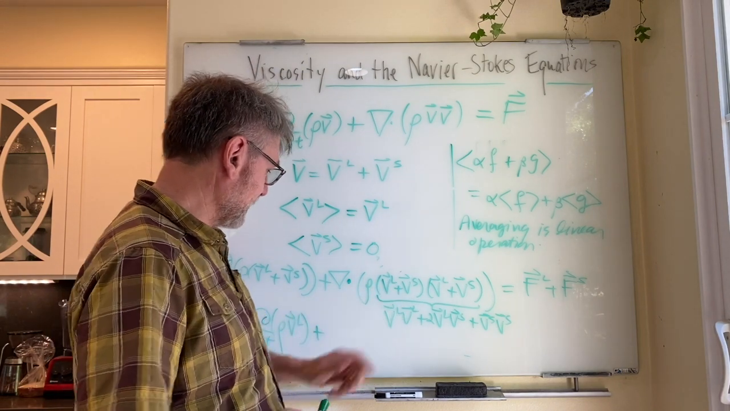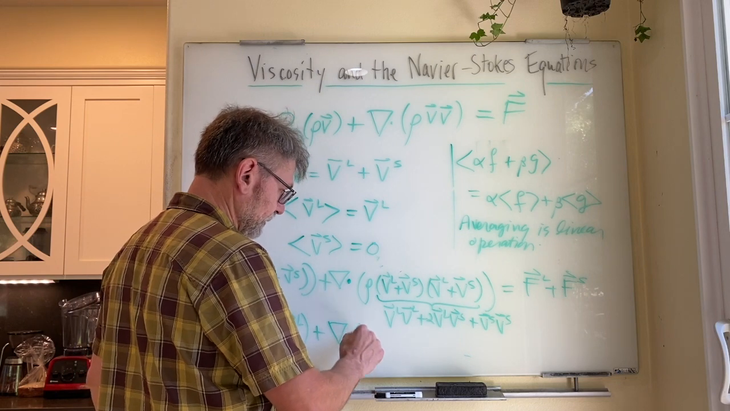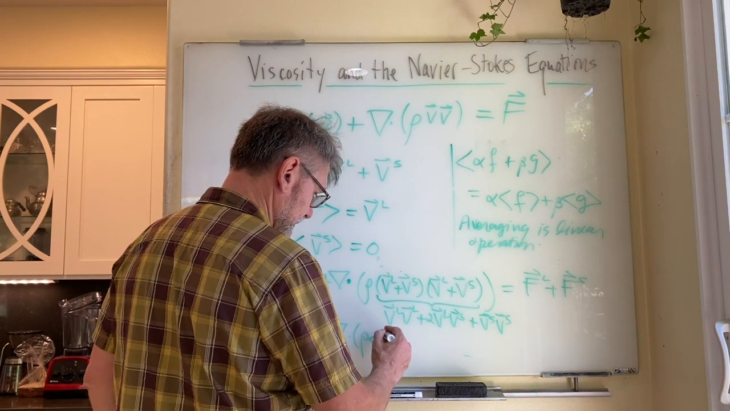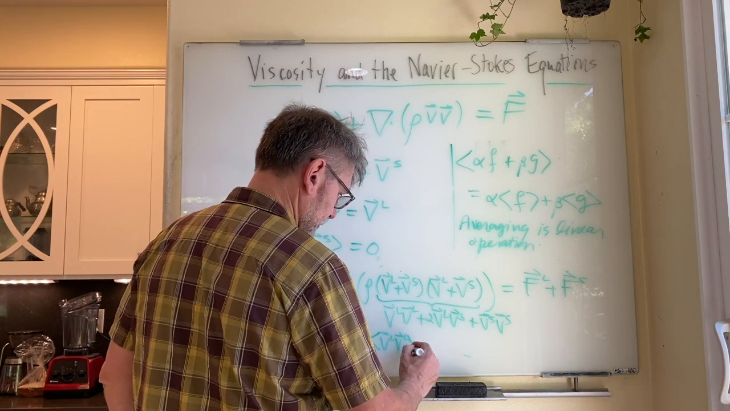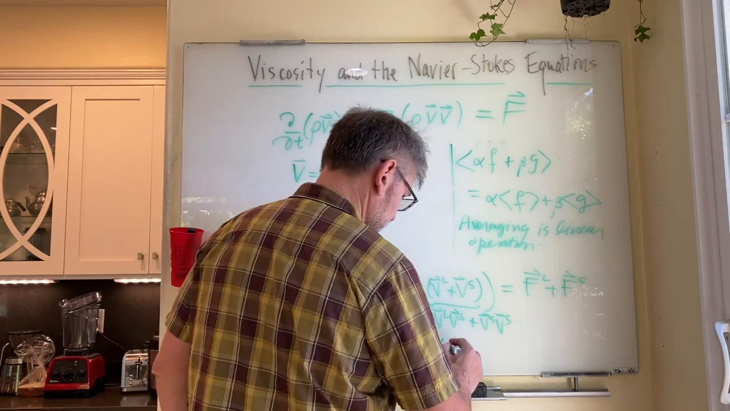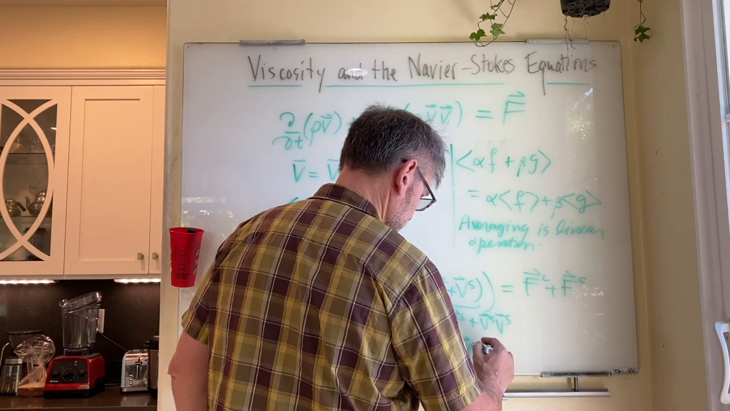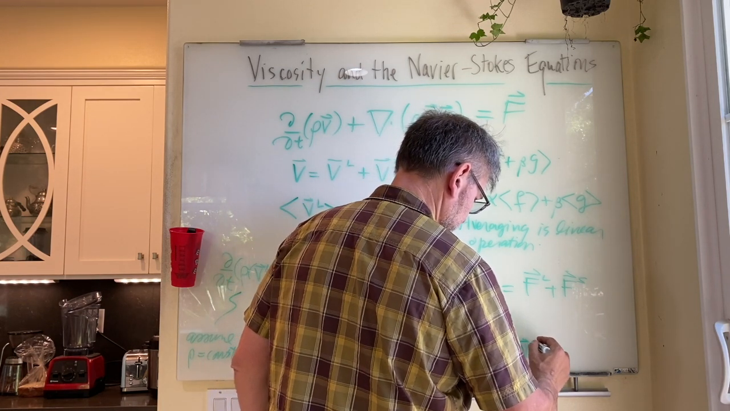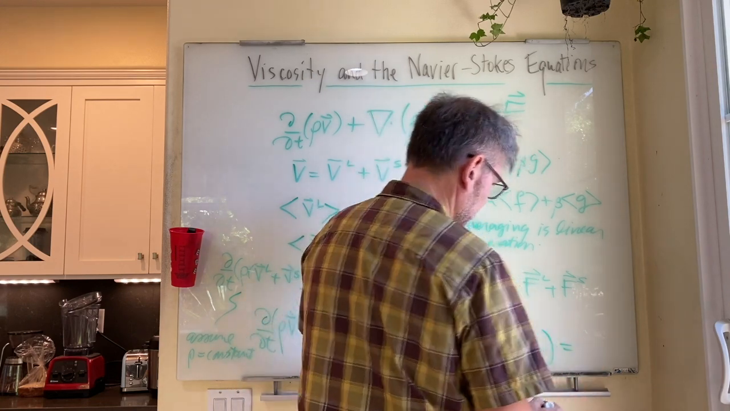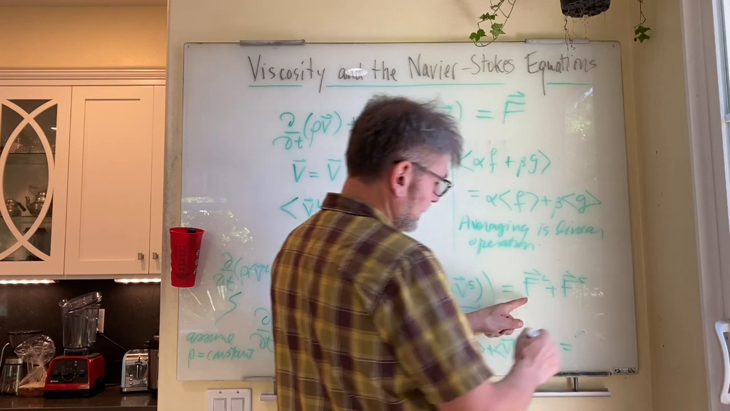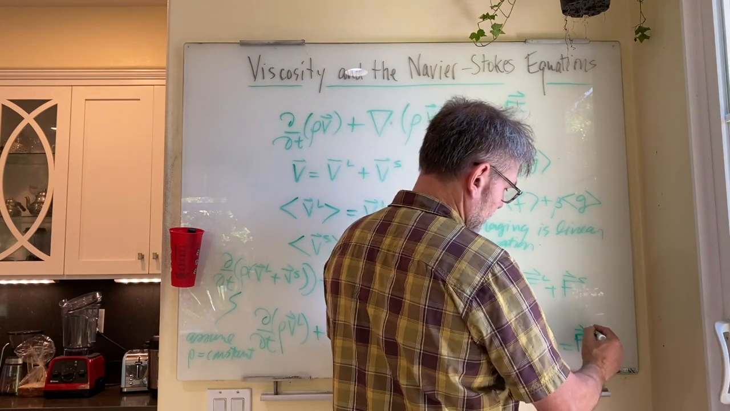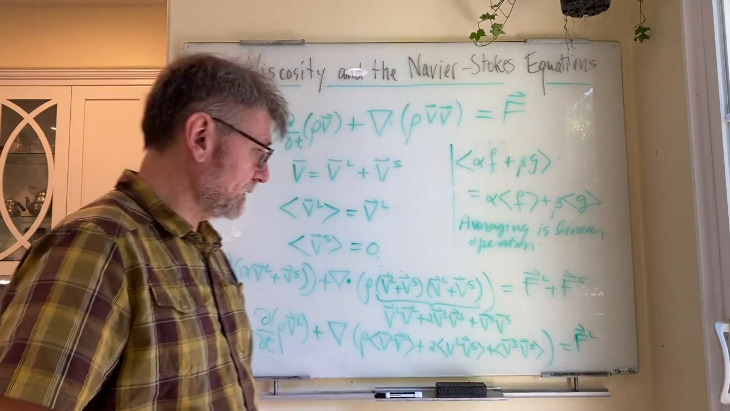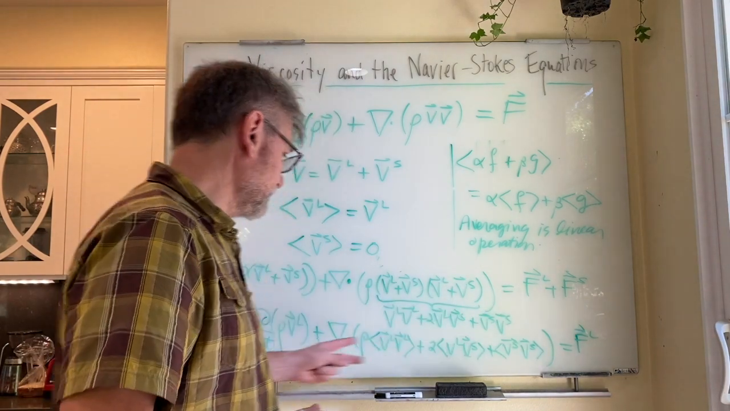So I'll take the averaging inside, and so I'll end up with divergence of rho times the averaging of VL VL plus 2 times the averaging of VL VS plus the averaging of VS VS is equal to, and then I have the averaging of the large scale forcing, which again, since F is on large scale, this will just be the large scale forcing. And the averaging of the small scale forcing will go to 0. So the forcing at small scales seems to be irrelevant in the context of this equation.